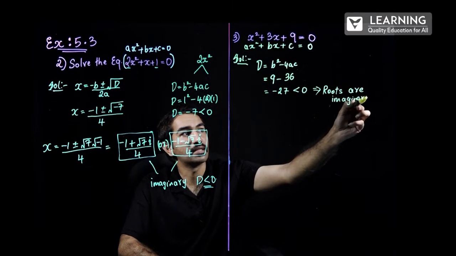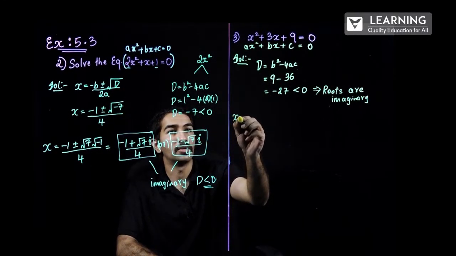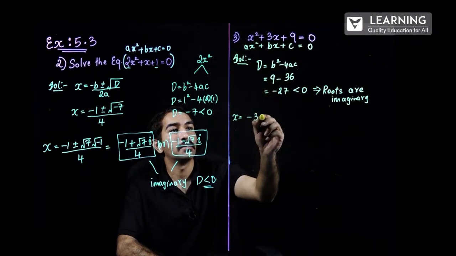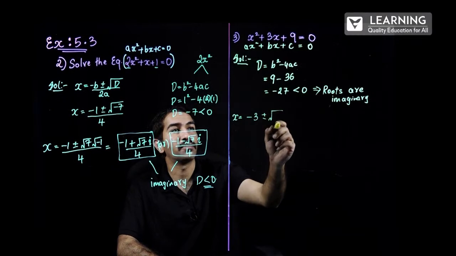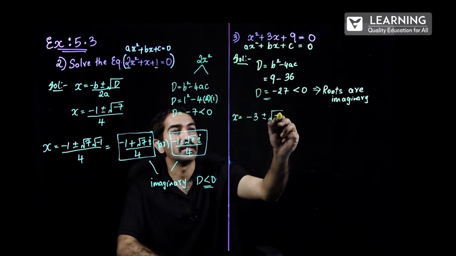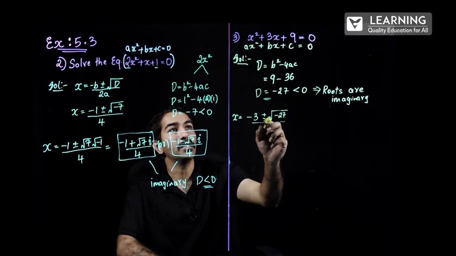So once we get that the roots are imaginary, now we'll make use of this formula. x is equal to minus b, which is minus 3, plus or minus square root of D. So what is our D, students? D is equal to minus 27. So we'll write minus 27, the whole divided by 2a, so that will be equal to 2.